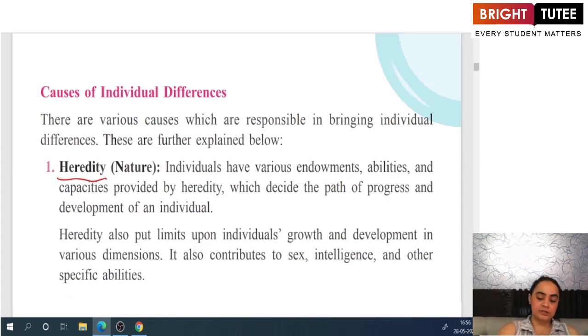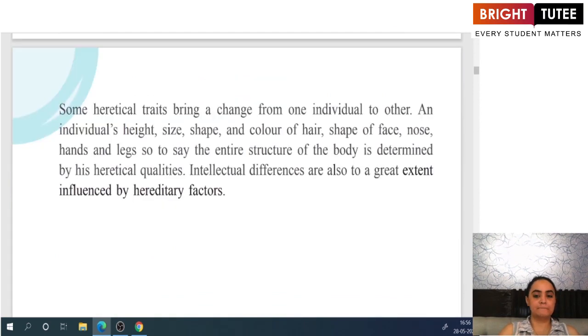There are some hereditary factors, as I told you, like height, weight, size, shape, color, nose, hands, legs. All such things are determined by your hereditary qualities. Apart from physical growth, your intellectual development, how smart you are, also plays a great role based on what you have inherited from your ancestors. So your heredity plays a very vital role, not only for your growth, but also for your development.